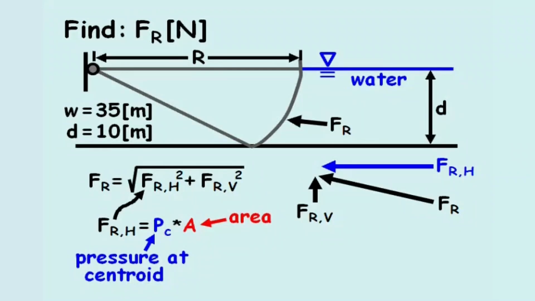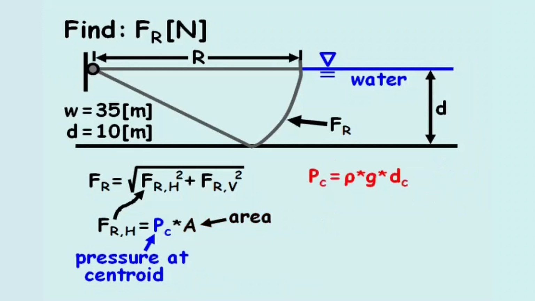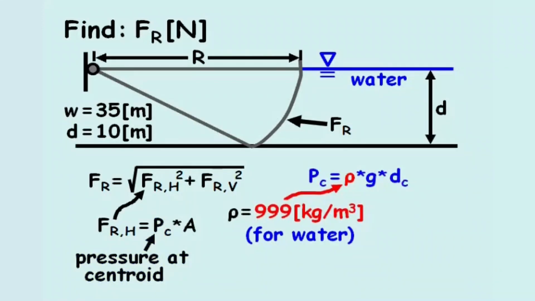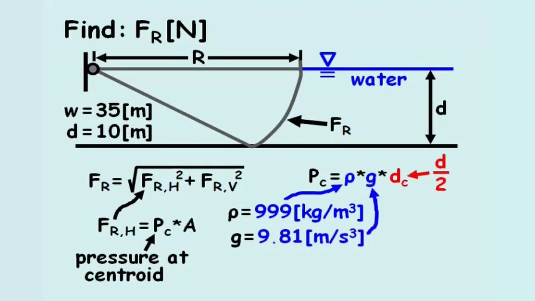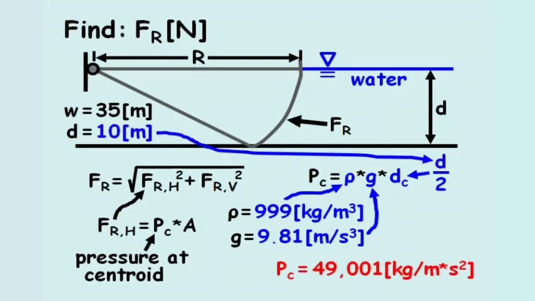We will further define the pressure term, PC, as rho g dc. We plug in the density of water, which is 999 kilograms per meter cubed. The gravitational acceleration, g, equals 9.81 meters per second squared. And since the gate appears like a rectangle from the horizontal perspective, dc is simply half the depth of water, d, which is half of 10 meters. This makes the centroidal pressure equal to 49,001 kilogram per meter second squared.